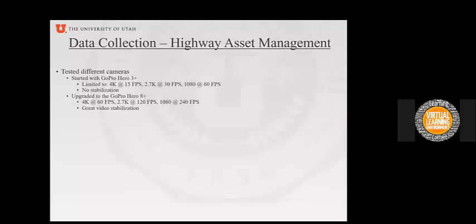We then went to the GoPro Hero 8 Plus, which was the newest GoPro at the time. It allowed for far better video resolutions and frame rates, and the most important thing about the GoPro Hero 8 was it had video stabilization inside of the camera. So even if you're driving on a rough section of roadway where there's a lot of bouncing and jostling going on, the video is stabilized and smooth. So when you extract those frames, there's no blurriness within those frames.